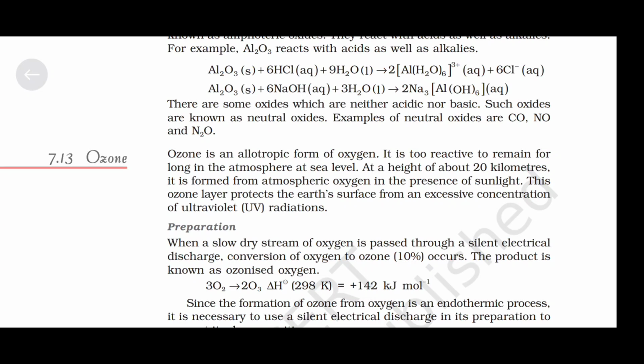There are some oxides which are neither acidic nor basic. Such oxides are known as neutral oxides. Examples of neutral oxides are carbon monoxide, CO, NO and N2O. Again, this question is also important; they ask which are the neutral oxides. So, CO, NO and N2O.